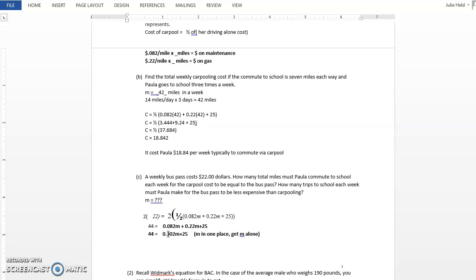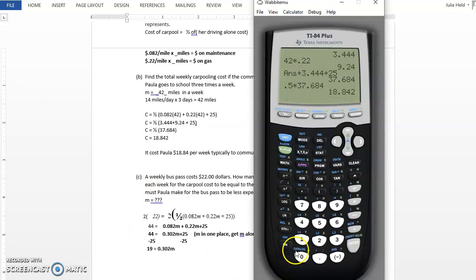So what am I going to do? I'm going to subtract 25 on both sides because that will help me undo the addition. And I need to then, whoops, what is that? 19. And then I'm going to divide both sides by 0.302, sorry. And that's 19 divided by 0.302, which is 62.9.